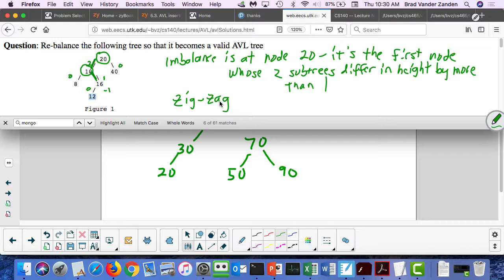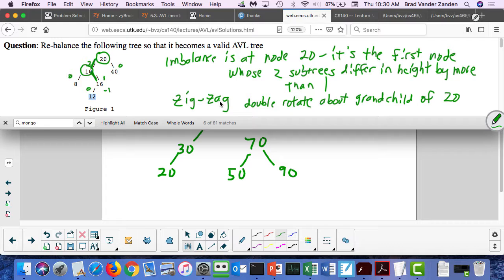Of 20. And that grandchild is what? 16. Because it's a zigzag. If it was a zigzag, we would be rotating about the child, which is 10. But it's a zigzag. We rotate about the grandchild. We get to that grandchild by doing a zig and then a zag. We get 16. So we're doing a double rotate about 16. Again, I typically like to do it in two steps. If you want to do it in one full step, that's fine by me.